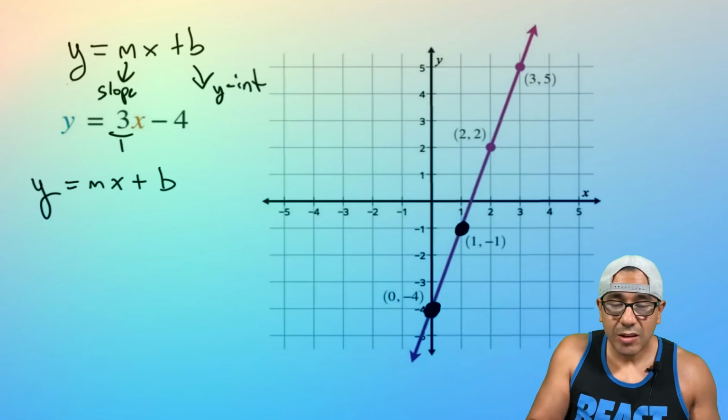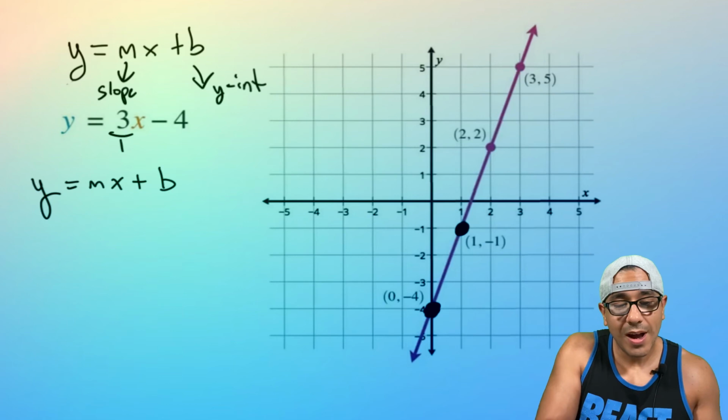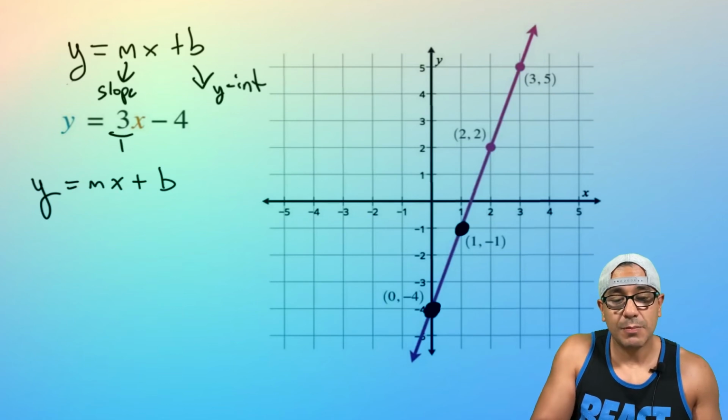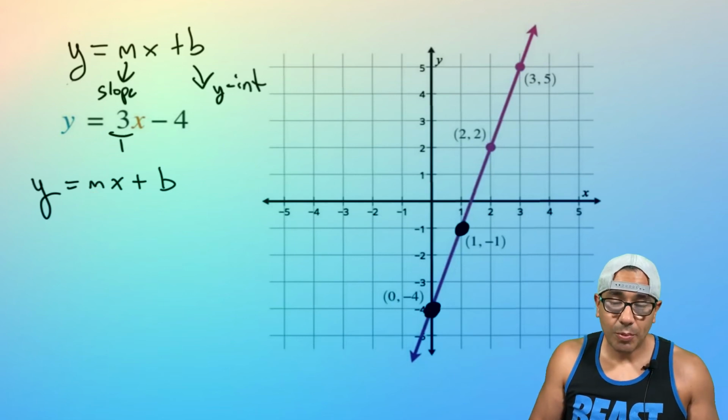So that's how you graph equations, right? Lines that are in the form y equals mx plus b. B is our y-intercept, our starting point, and m is our slope. All right, let's get some more practice in here, mathletes.